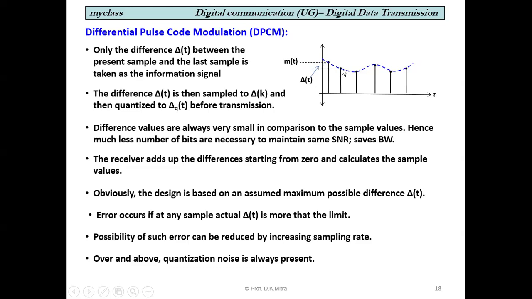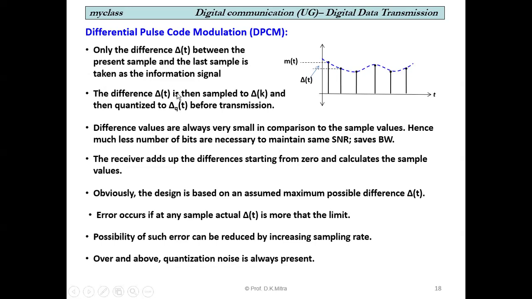That means the quantization input becomes very small. And obviously, if the sample rate is high, then the difference of the last sample to the present sample is very, very small, maybe a few millivolts, or maybe even less than that. So this gives a benefit. Here, only the difference del T between the present sample and the last sample is taken as the information signal, right?